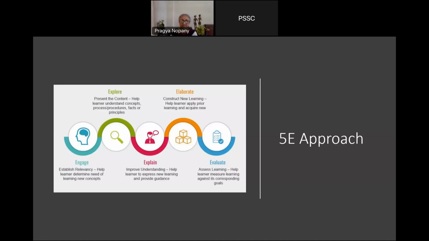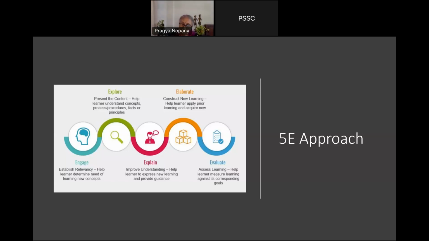The next stage is explore, where we present the content and help the learner understand concepts, processes, procedures, facts, or principles. Again, we create such an atmosphere in the class so that the learner himself raises questions and himself wants to explore ideas to find answers to those questions. And then the next stage is after exploring, the learner explains and the understanding is improved by making him express new learning and provide guidance.